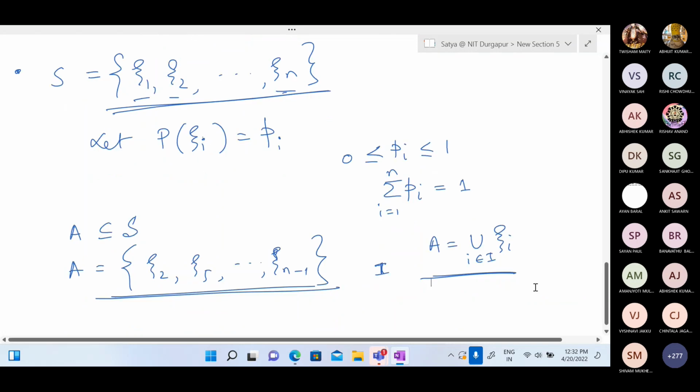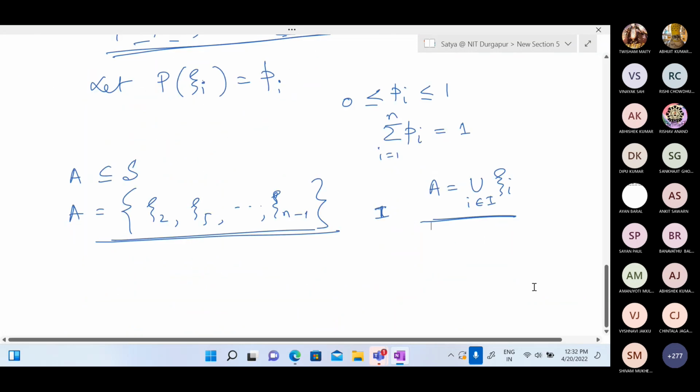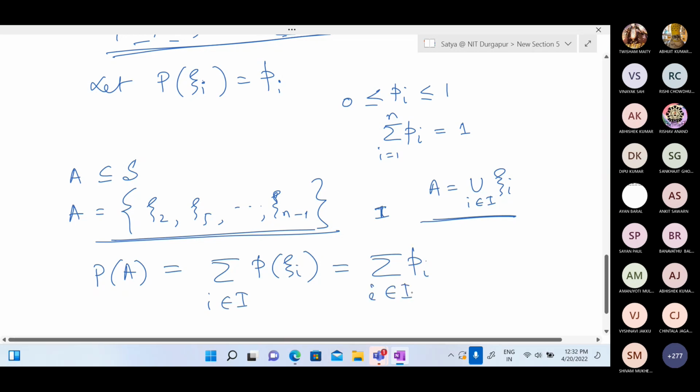And then the probability of A, we can write, equal to the summation over probability of zeta i, where i belongs to I. So this is actually somehow going more into the theory part.